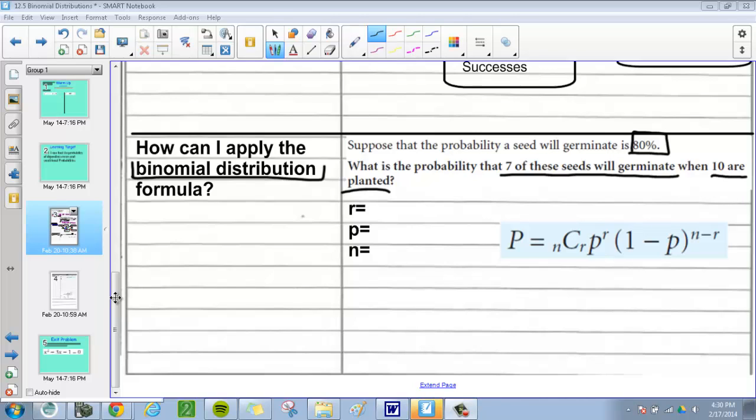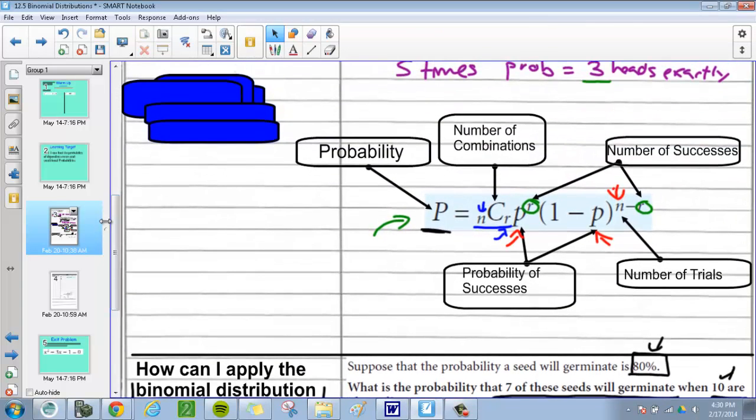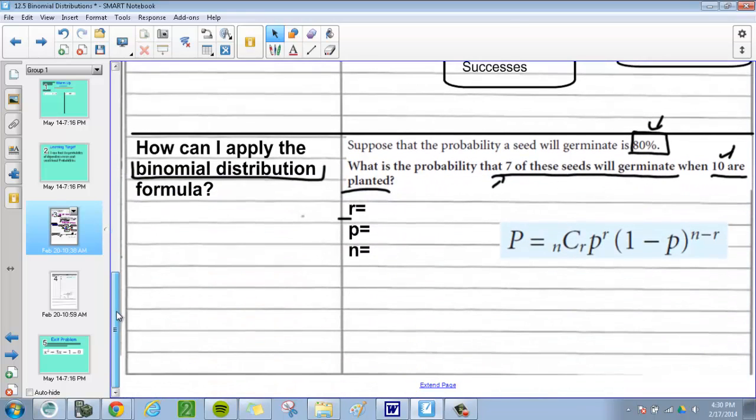Well, you know that each one is 80%. There are 3 pieces of data that you have to pull from here. First, you have to figure out what the R is. And what is the R again? As we go back up to our notes, the R represents the number of successes. A success would be if a plant came up. So there's 7 of those. So we'll just take this 7 and put that in for R right there.